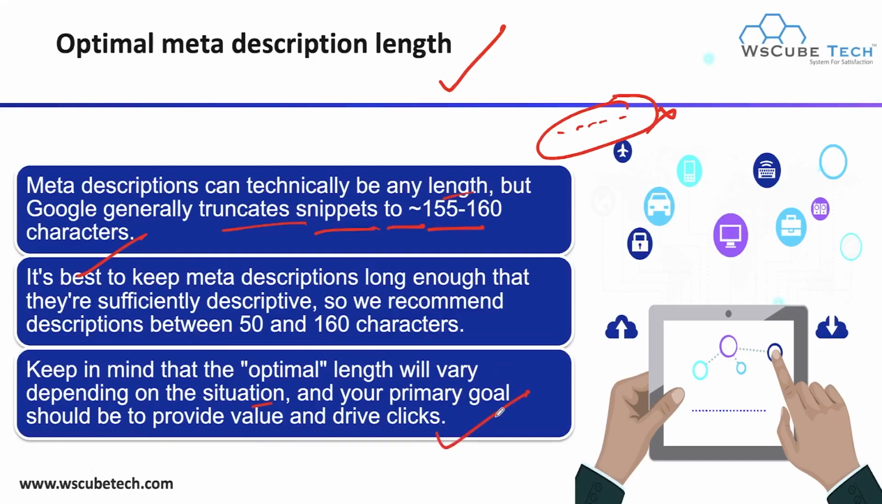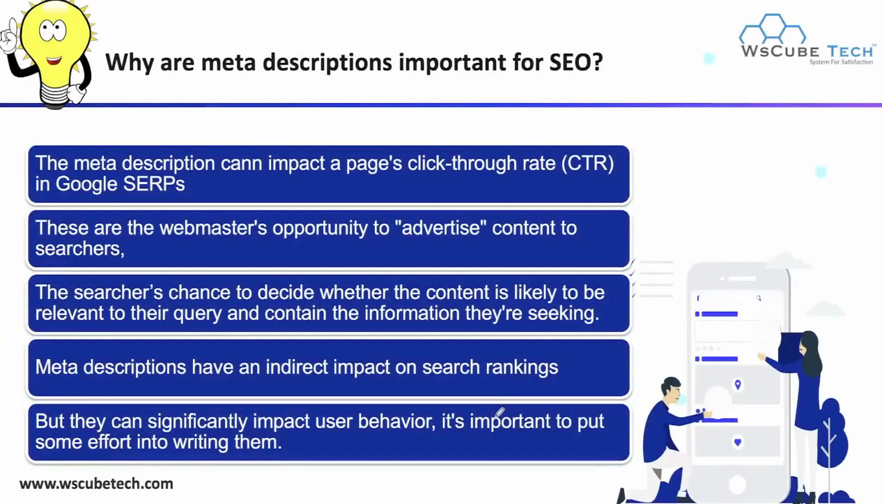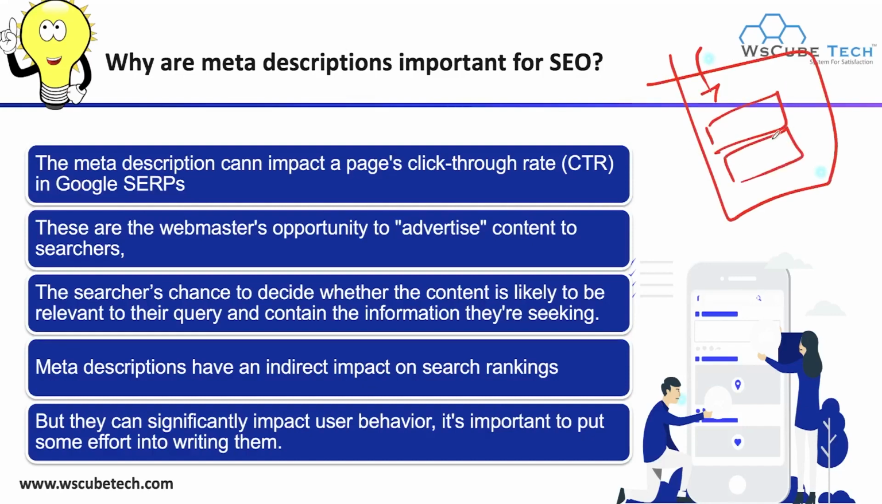Okay, so it also depends on the site, whatever meta description you are using here. Now, why is the meta description important for SEO? The meta description can impact a page's click-through rate in your Google search engine result page. How can we see that? On your Google search engine result page, you can see your particular website title and meta description. The meta description is the first descriptive content about your web page.